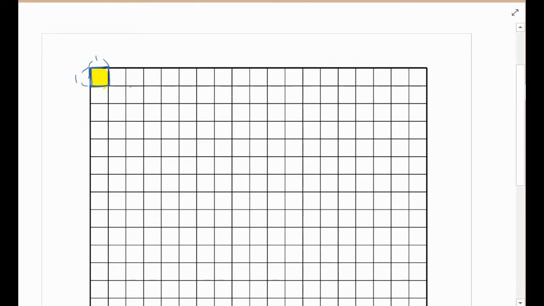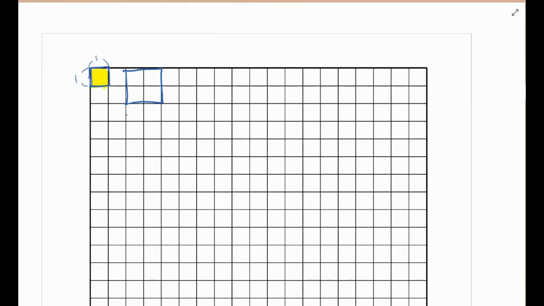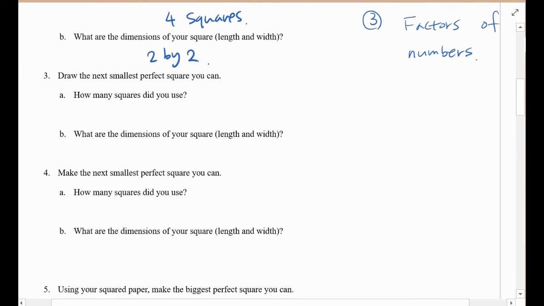Alright, let's do it together. The next will be this. How many squares do you need? Do you need to draw the next one? 4 squares, right? So here, how many squares did you use? 4 squares. What are the dimensions of your square? Here, 2 by 2. Is that right? So 2 by 2. Okay, so let's keep doing it.